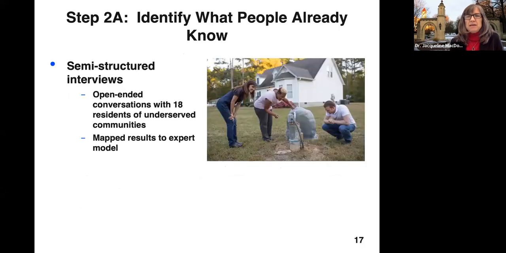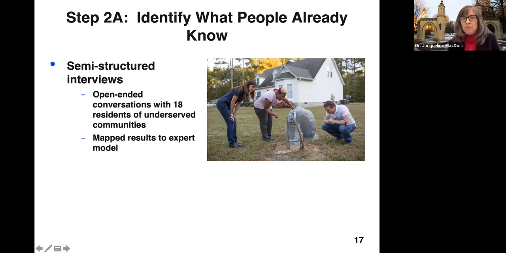And then the next step is to identify the mental map of lay people and see where it corresponds with the mental map of experts and where it might diverge. And this is a 2-step process. The first step involves semi-structured, in-depth interviews with your audience of interest. So we did these interviews with 18 residents of the communities that we're looking into.